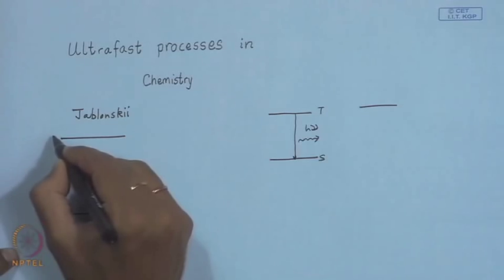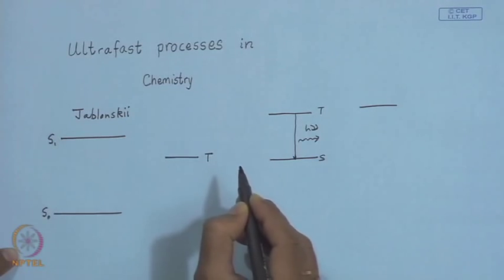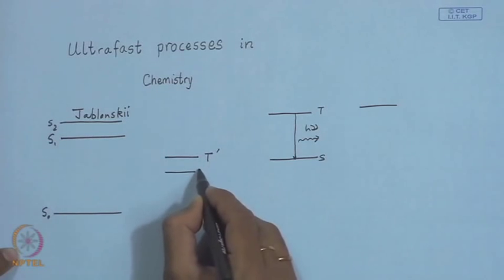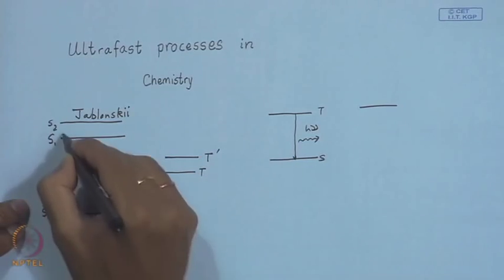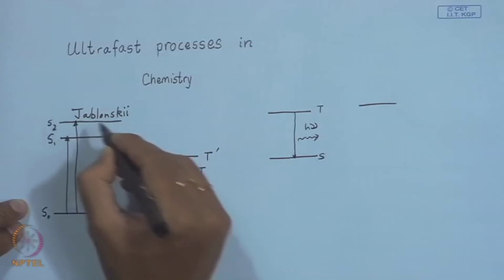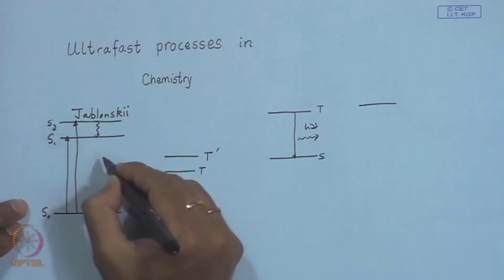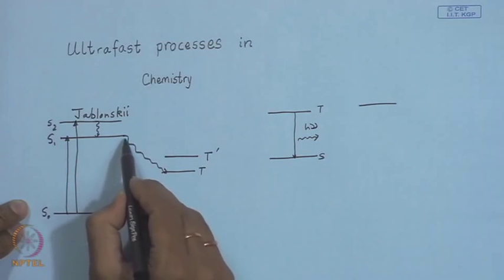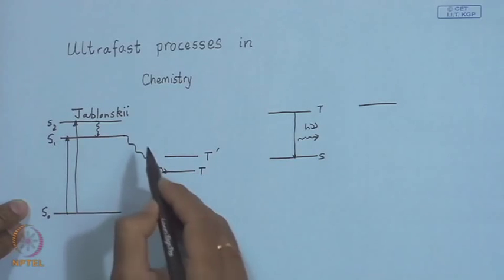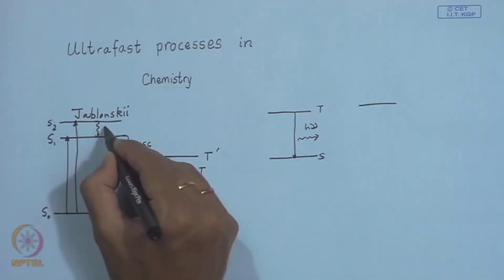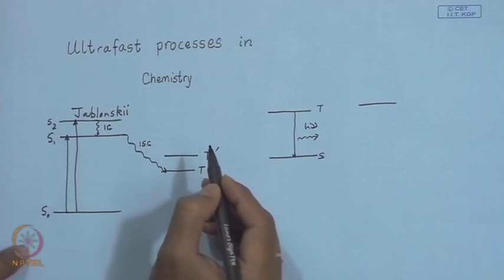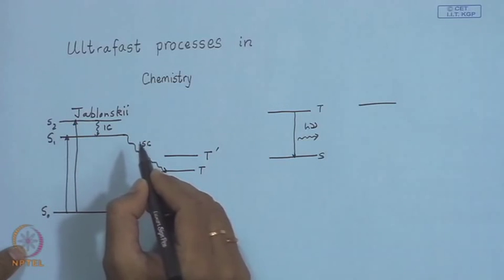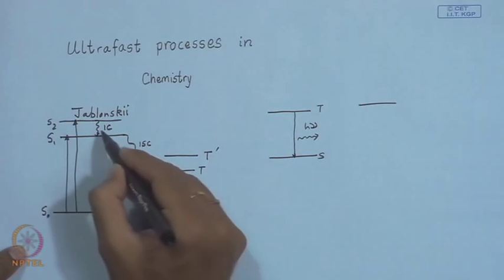So this is your S0, S1, then maybe this is T1, or maybe higher states, say S2. Maybe there is another T, this is a T prime. This is absorption, this is another absorption. This is internal conversion, that is from S2 to S1 without change in the multiplicity. Or from here to here, non-radiative de-excitation from singlet to triplet, there is a change in multiplicity. So this is called inter-system crossing. These are all non-radiative, that is de-excitation to another state giving rise to heat, not giving rise to photons. So it is called non-radiative de-excitation of these two kinds.